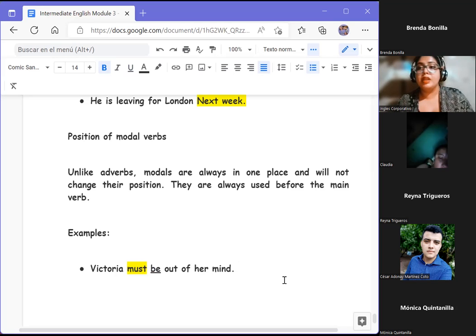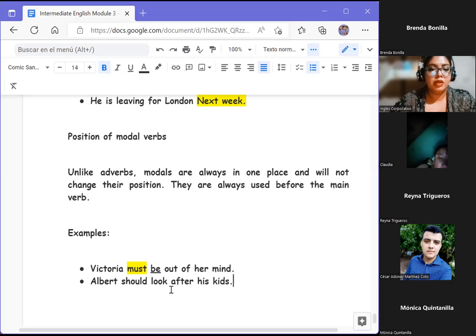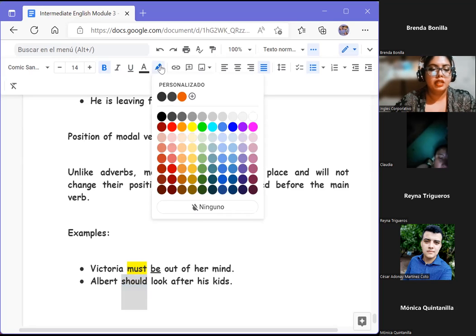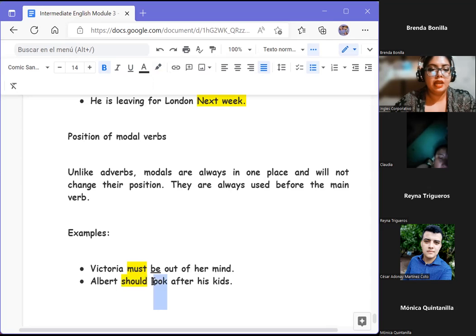In that case, we know what is the main verb of this sentence. Then we have "Albert should look after his kids." So in this case, we know that "should" is the modal, and then "look" is the main verb.